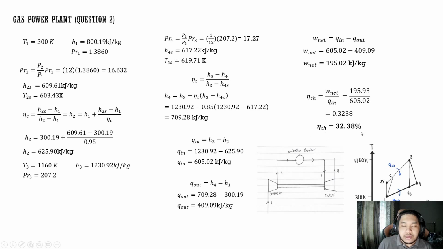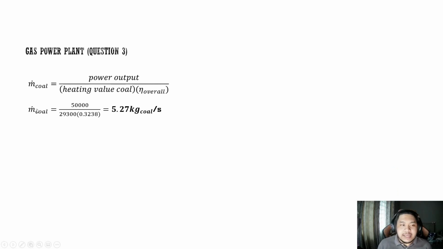So this is our thermal efficiency for the power plant. And then we can calculate the required coal to run our gas power plant by using the formula power output over the heating value of coal times the thermal efficiency. So the calculation is 50,000 watt over 29,300 kilojoule per kilogram times 0.3238. And then we can get 5.27 kilogram coal per second used to run our gas power plant.